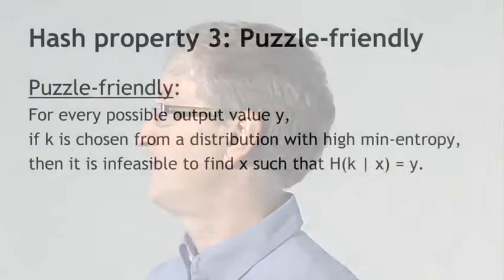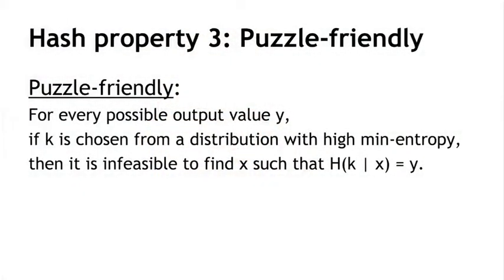The third security property we're going to need is that they're puzzle friendly. And this is, again, a little bit more complicated, but let me just go through it a bit by bit. For any possible output value y that you might want from the hash function, if k is chosen from a distribution that has high min-entropy, that is, k is chosen randomly from some set that's super spread out, then there's no way to find an x such that the hash of k and x is equal to y.